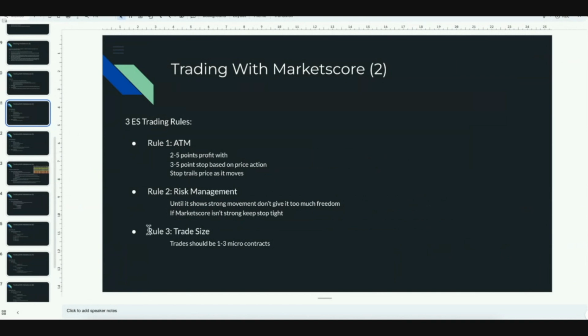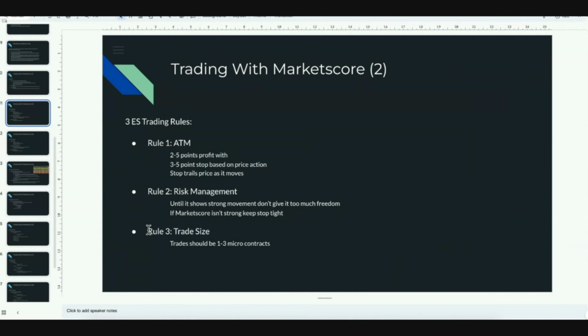And then the way I am trading right now is I am using 1 to 3 micros, and that is intentional. When I originally started with Marketscore, I was using much bigger contracts. And what ended up happening is I had people that were trying to mimic what I was doing, and they were blowing accounts. So somebody basically asked me, how do you even do this if you're using small numbers? And I said, you know what, I'm going to show that it's possible.